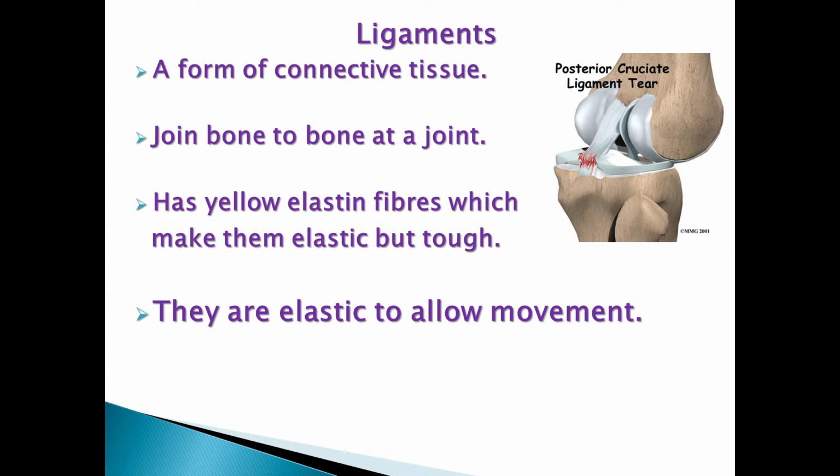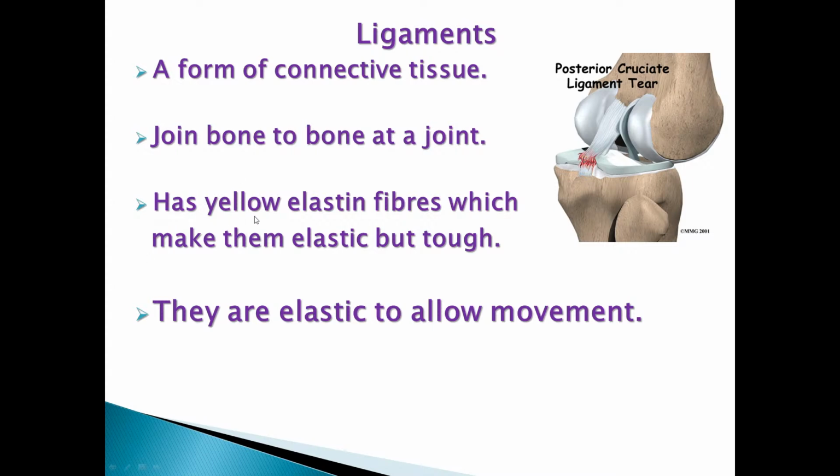So as for ligaments, a form of connective tissue. Connective tissue means that it will connect one body component or one body part to another. So in terms of bones joining each other at a joint, that's a function of ligaments. If I should ask you to give me the function of ligaments, then you will tell me that ligaments basically join bone to bone, and that is what the second pointer is saying. So join bone to bone, that is a function of the ligament.